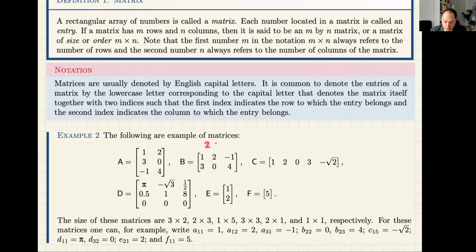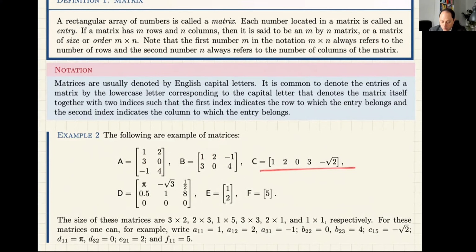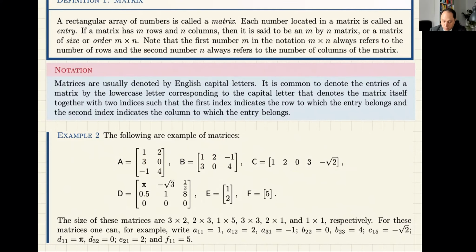If I ask you what is the order of this matrix, it only contains 1 row and 1, 2, 3, 4, 5 columns. So it is a 1 by 5 matrix. This matrix clearly is a 3 by 3 matrix. And this matrix has 2 rows but 1 single column. It's a 2 by 1 matrix. This matrix has just one single row and 1 single column. So this is a 1 by 1 matrix.